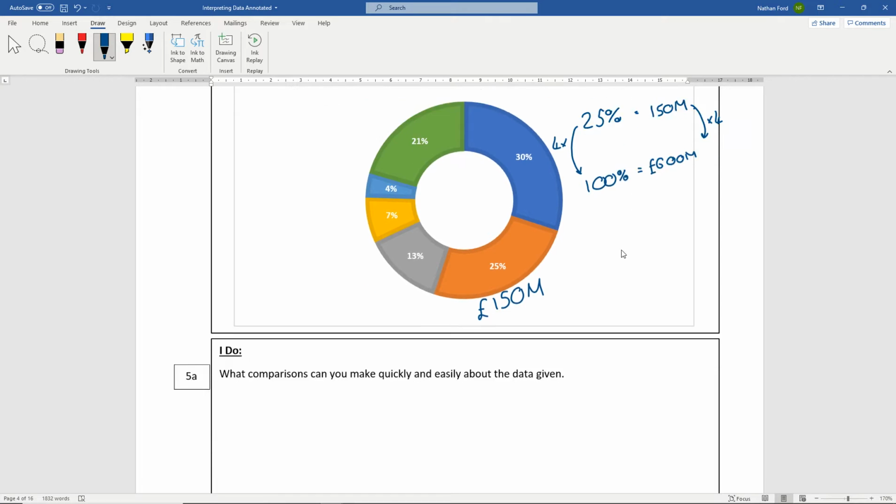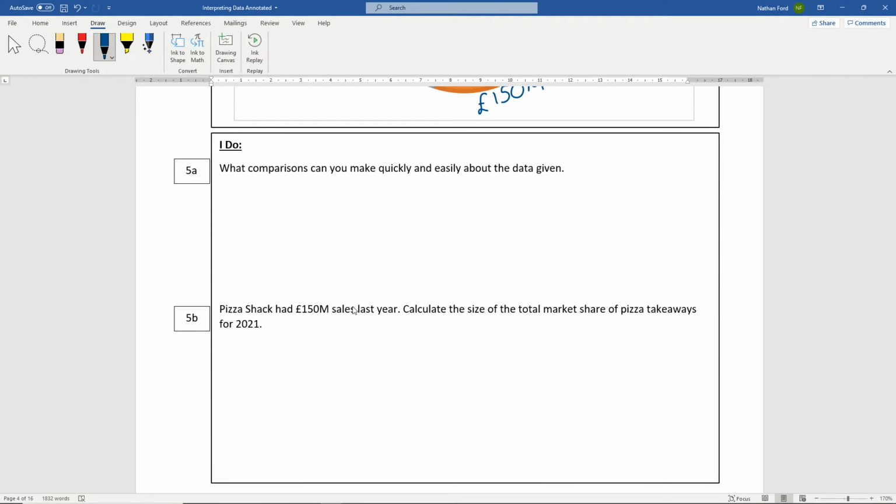So we pop that down here. That's where I'd pop the information down, but the Pizza Shack is 25%. So therefore that is 150 million pounds. So the total share, or 100%, will be times by 4. So it's going to be 600 million pounds.